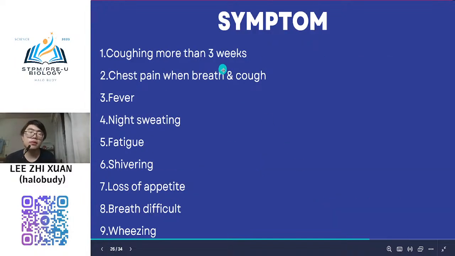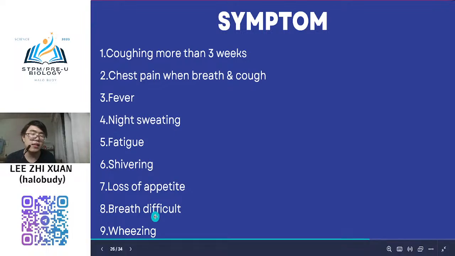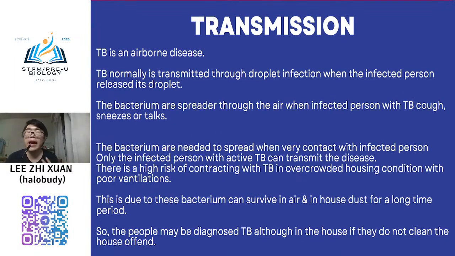The major symptoms of this disease are almost similar to COVID-19: coughing, chest pain, fever, night sweating, fatigue, shivering, difficulty breathing, wheezing, and also loss of appetite. All these are the symptoms of this disease. And the transmission: this is an airborne disease. That is why I say it is similar to COVID-19. COVID-19 is also an airborne disease. So the transmission method is similar to COVID-19.